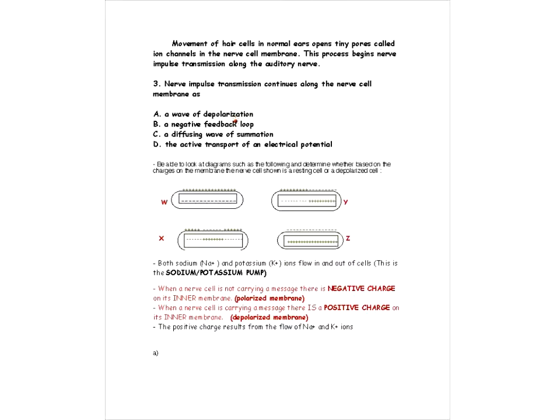These diagrams are showing us that when you have a resting cell, it has a negative charge on its inner membrane. That's a polarized membrane. When you have a membrane that's carrying a message, that's called a depolarized membrane, and it's got a positive charge on its inner membrane. The charges on the inside of the membrane are a result of the flow of sodium and potassium. They both have a +1 charge in and out of the cell. It's called the sodium-potassium pump.